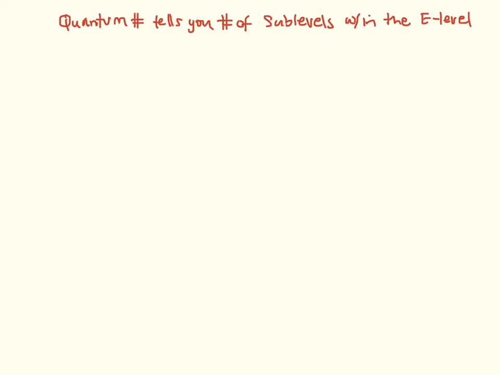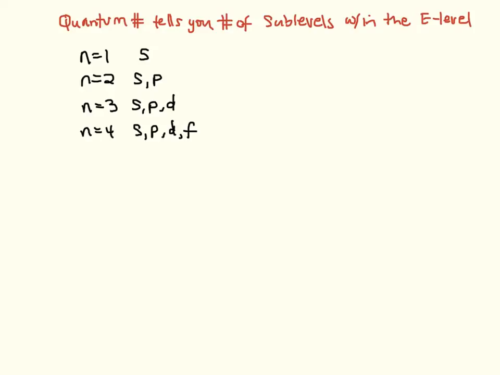So something that's really interesting is that the number of sublevels that are within an energy level happens to be equal to the principal quantum number. So for example, energy level 1, n equals 1, only has 1 sublevel, which is the s orbital. Energy level 2 has 2 sublevels, an s and a p. Energy level 3 has 3 sublevels, s, p, and d. And then energy level 4 has 4 sublevels, s, p, d, and f. And I think you get the idea from there.